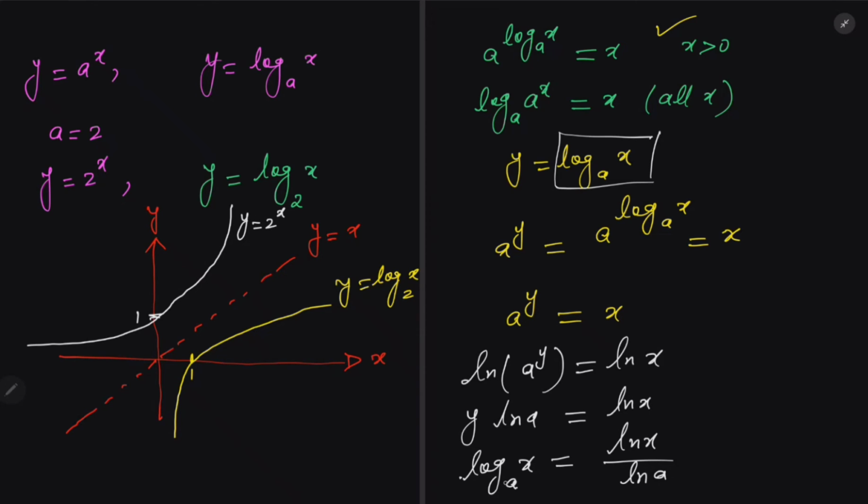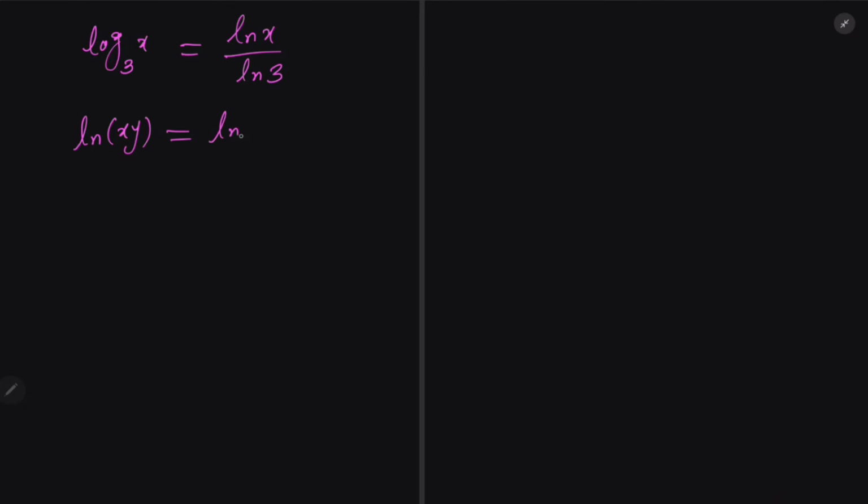Whenever you see somewhere log with some base, for example, log base 3 of x, you can simply write this as natural log of x divided by natural log of 3. Similarly, natural log of xy, we already saw that you can simply split that into 2. And similarly, these are just the properties, product rule. This can also be written as log base a of x plus log base a of y.